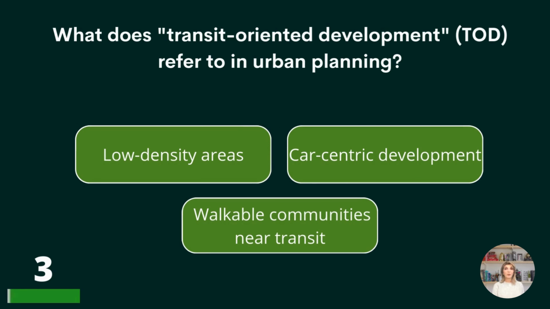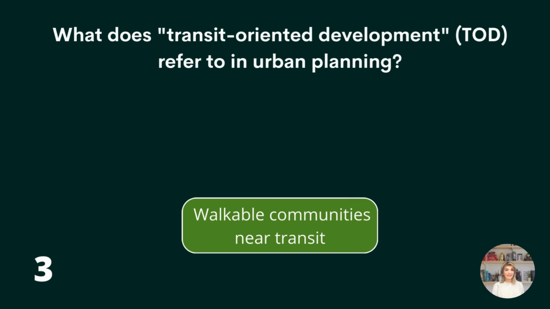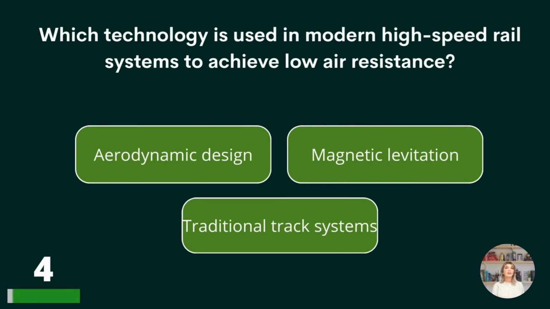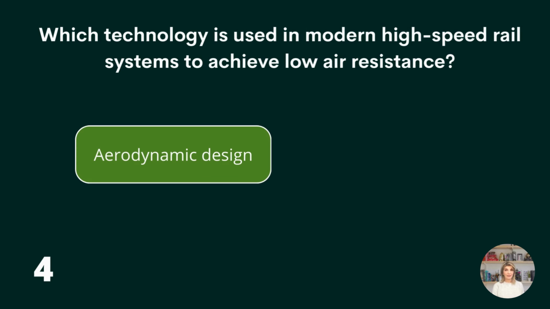What does transit-oriented development refer to in urban planning? Low-density areas, car-centric development, or walkable communities near transit? Walkable communities near transit. Which technology is used in modern high-speed rail systems to achieve low air resistance? Aerodynamic design, magnetic levitation, or traditional track systems? Aerodynamic design.